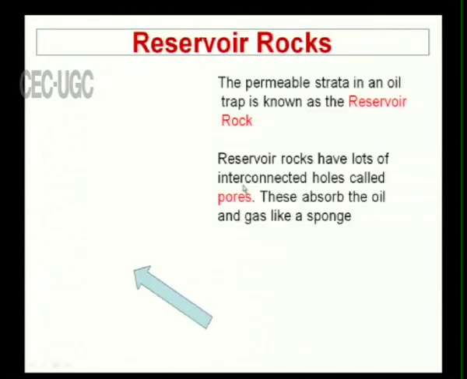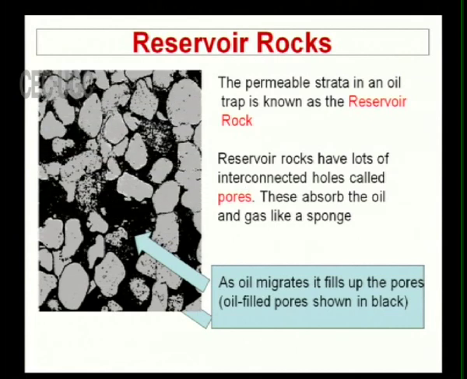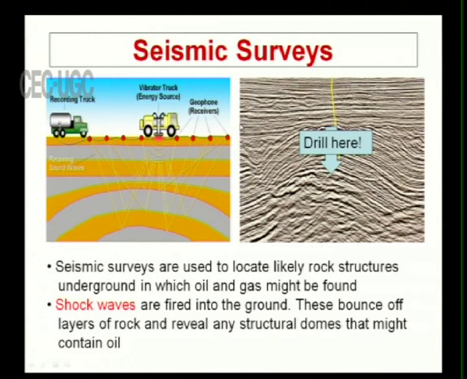The second process is the reservoir rocks. The permeable strata in an oil trap is known as the reservoir rock. Look at the diagram: these are all the rocks, and in between them the oil is trapped. The reservoir rocks have a lot of interconnected holes called pores, and they absorb the oil and gas like a sponge, so it is a rock structure for trapping oil. And the third method, the seismic survey.